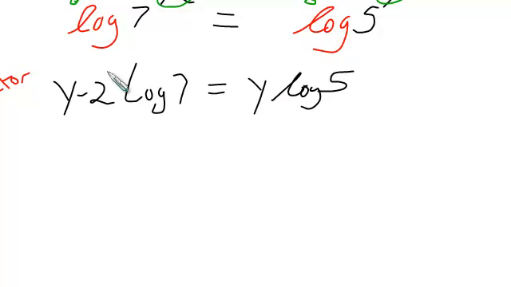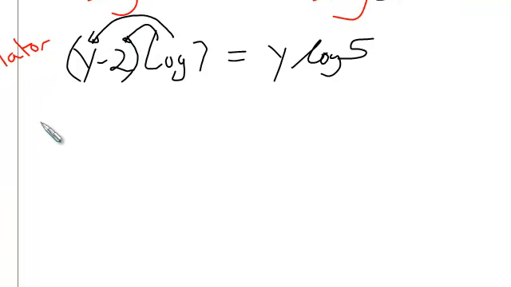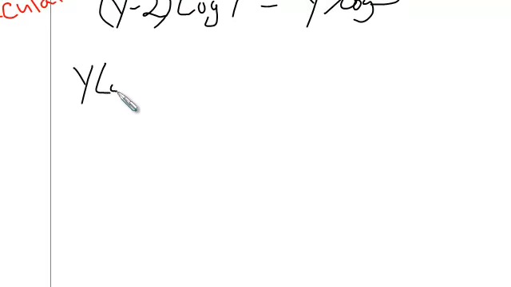And here's what we're going to do. So this is the exponent, so that needs to have parentheses around it because that was the exponent. Here's where it's going to be a little bit different than what we did over here. We're actually going to distribute this log expression. So when we distribute that, that's going to give us y times the common log of 7 minus 2 times the common log of 7.